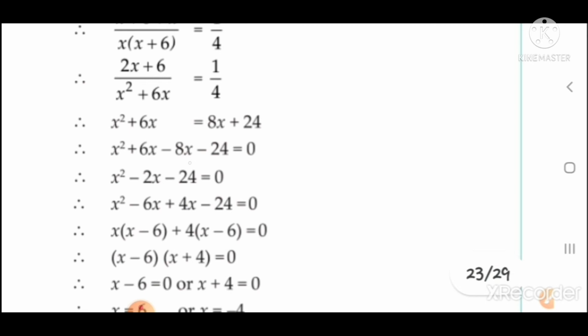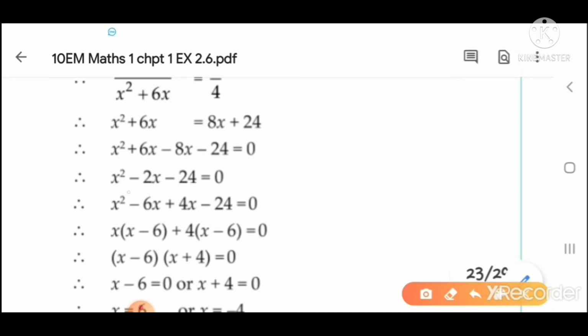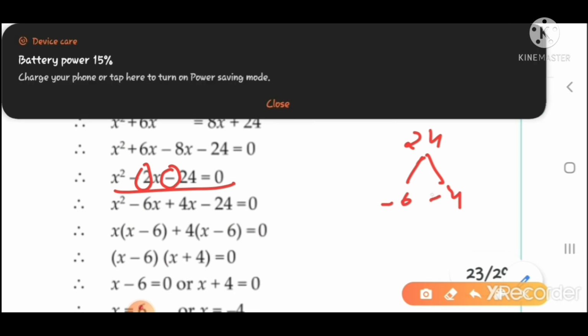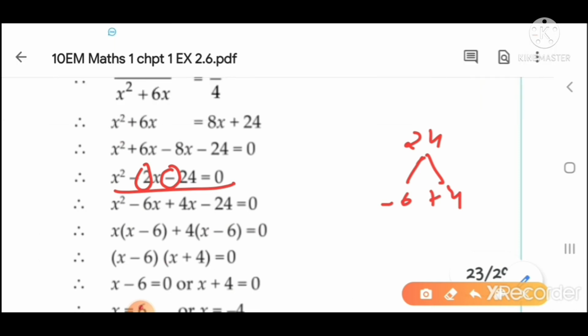So 6x minus 8x becomes minus 2x. Now this is a quadratic equation you can see. Okay, so 24 is there. Get any two numbers such that when you subtract them you get the middle term. What is the middle term here? Minus 2. So what are the two terms? 6 and 4, because 6 minus 4 becomes what? 2, but the sign should be minus 2. So what will it be? Here it will be minus and here it will be plus. Okay, so minus 6 plus 4 becomes what? Minus 2. Right, so I got the middle term minus 2.